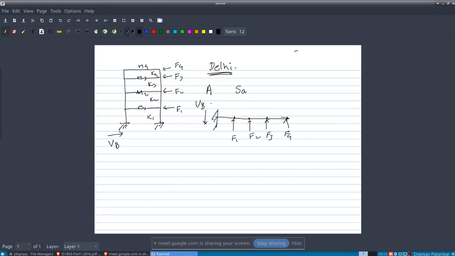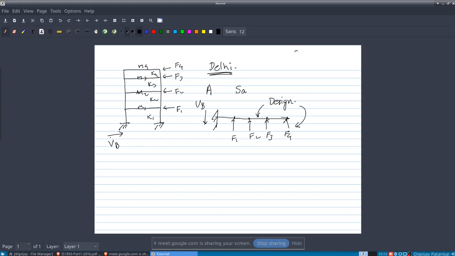So look at this beam itself. If you calculate base shear VB and then distribute that base shear in some way as F1, F2, F3, F4, then you can design this beam for these forces, isn't it? Now designing a beam for these forces is not the same. Very similar concept is happening over here.